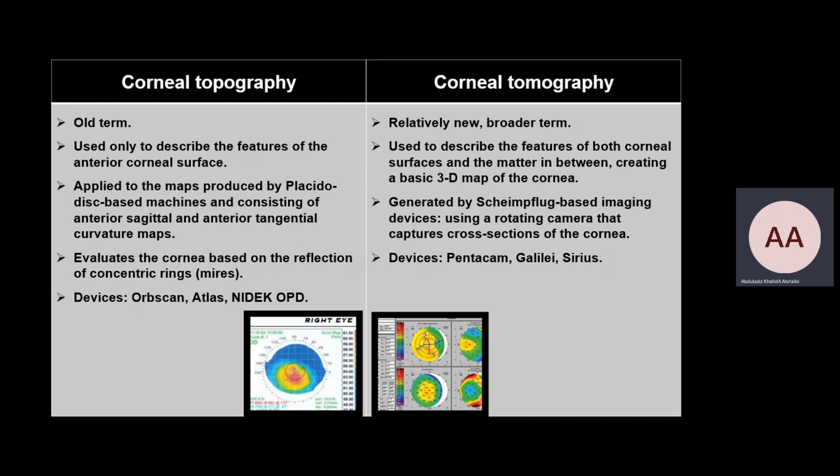Now coming to corneal tomography, it is a relatively new and broader term used to describe the features of both anterior and posterior corneal surfaces and the matter in between. So it creates a 3D map of the cornea. It is generated by a rotating Scheimpflug camera that captures cross sections of the cornea. Examples are Pentacam, Galilei, and Ceres.